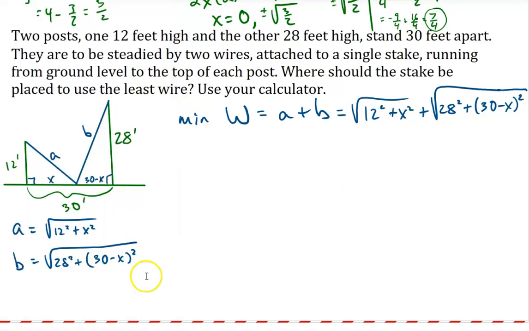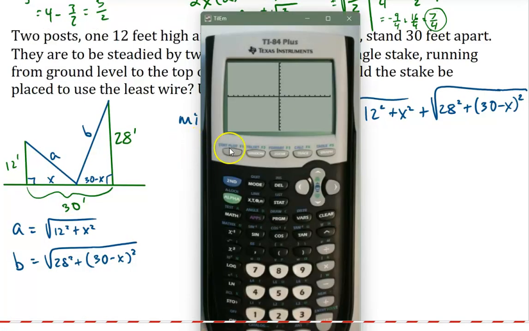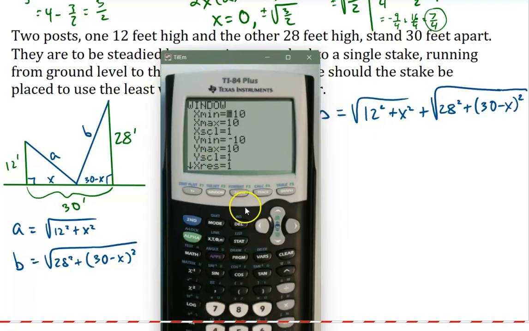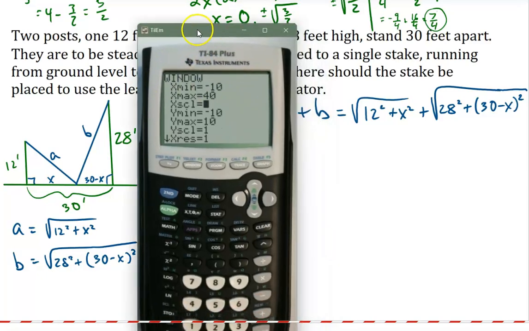Let's change our window though. Oops, where'd my graph go? Okay, let's get the graph back. Okay, let's change the window. What do we know? We know that x has to be between 0 and 30. So let's go -10 to 40, just to be a little outside that, though we don't have to. And then for our vertical, I really don't know what that is going to be because it's about the total length and those might be kind of long. So I'm going to guess that 10 is probably not high enough. Let's go to 100 and then we can change things if we need to. And then we can make this 10.